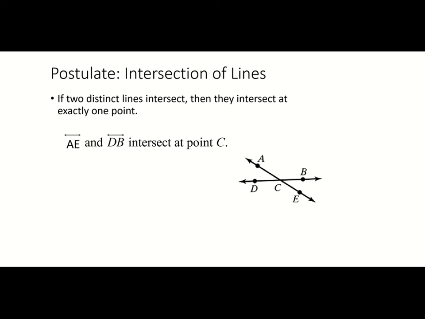Okay. So here is a postulate on the intersection of lines. If two distinct lines intersect, then they intersect at exactly one point. This will always be true. They will always intersect at exactly one point. So we have here line AE. Let me see if I can make it work. All right, so here is line AE. If you can see that.